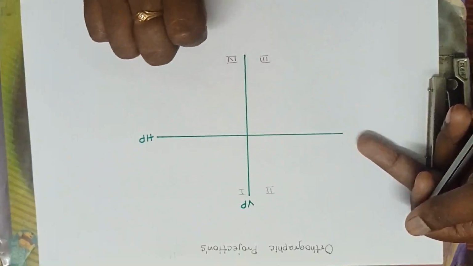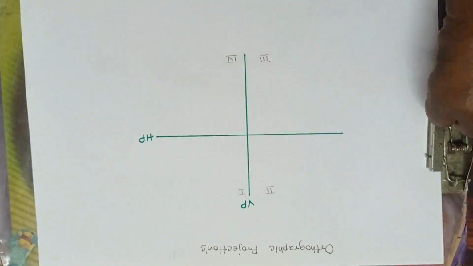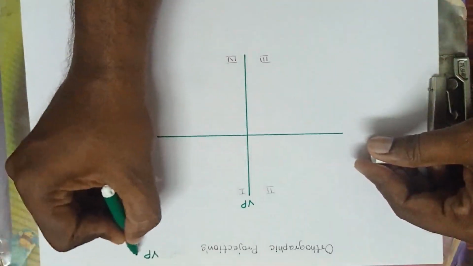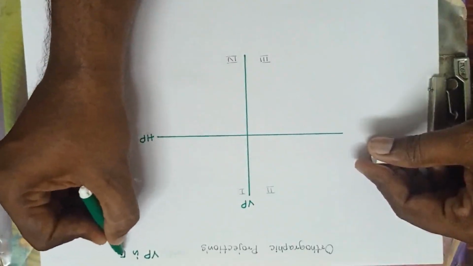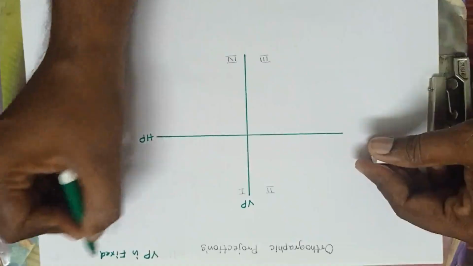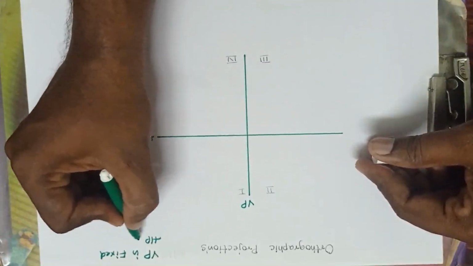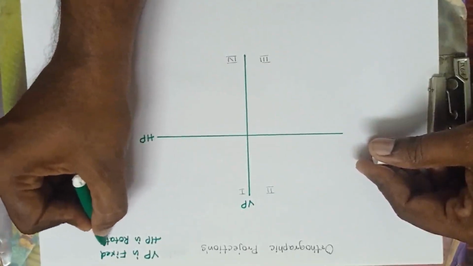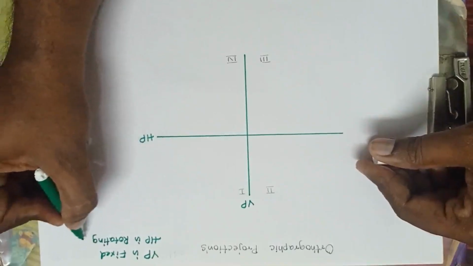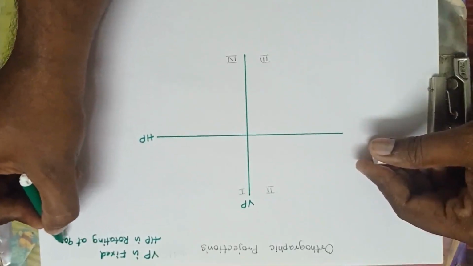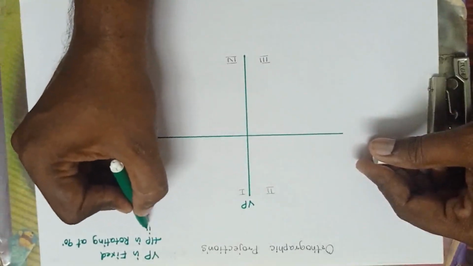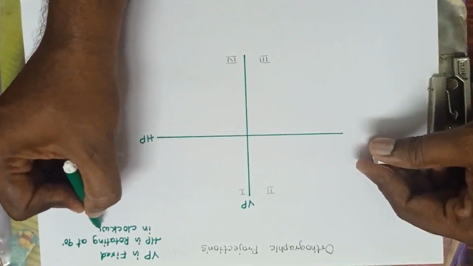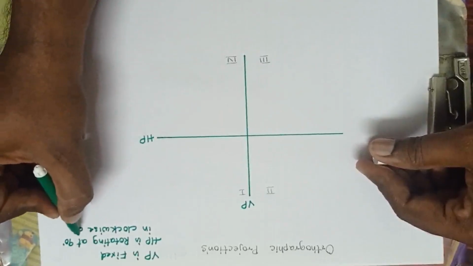Another assumption is that the vertical plane is always fixed, and the HP is always rotating at 90 degrees in the clockwise direction.